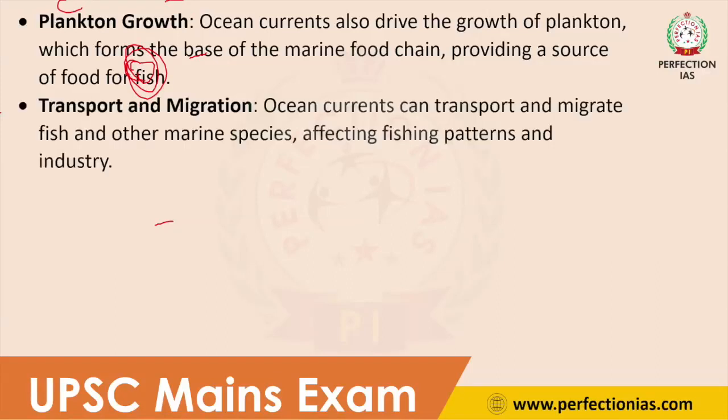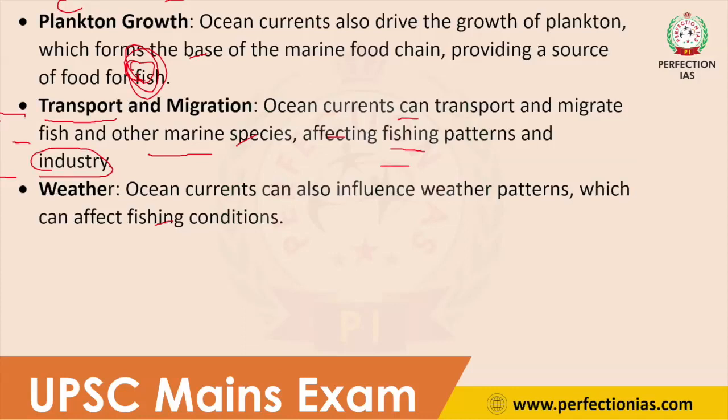The next thing is transportation and migration. Ocean current can transport and migrate fishes and other marine species from one region to another region. By that, it is affecting the fishing pattern and the fishing industries. Some marine organisms and fishes use ocean current to migrate from one region to another. By that, ocean current is impacting the fishing industry.